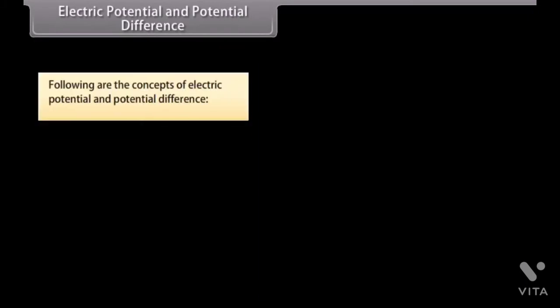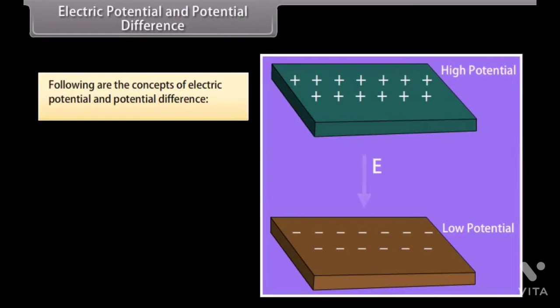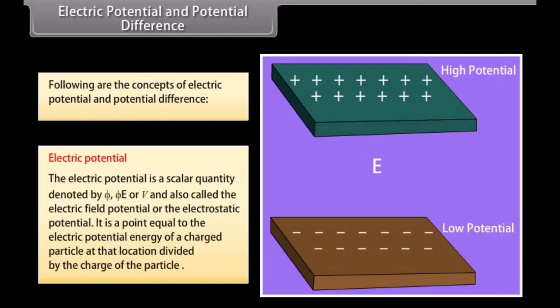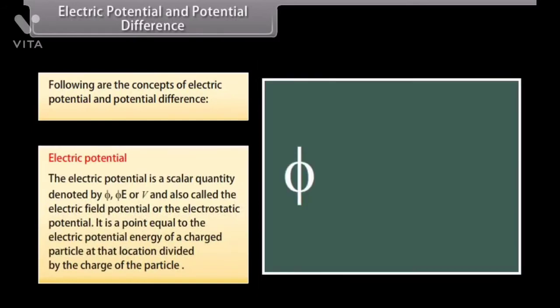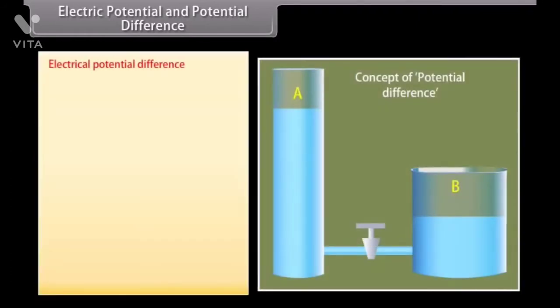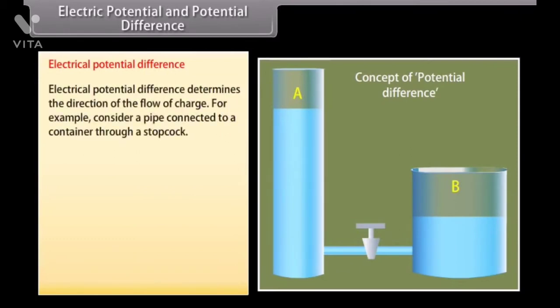Electric potential and potential difference. Let us look at the concepts of electric potential and potential difference. Electric potential. Electric potential is a scalar quantity denoted by E or V. It is equal to the electric potential energy of a charged particle at the location divided by the charge of the particle. Electrical potential difference. Electrical potential difference determines the direction of the flow of charge.